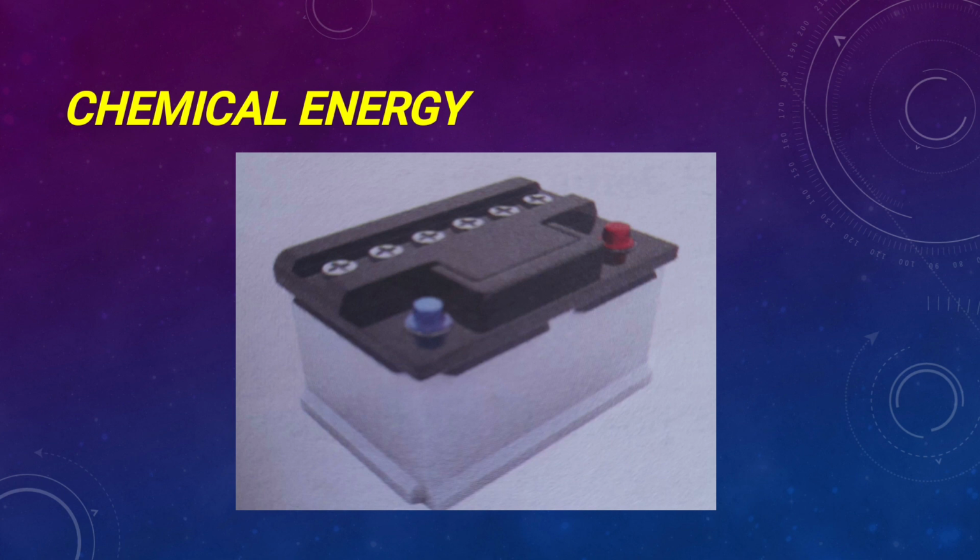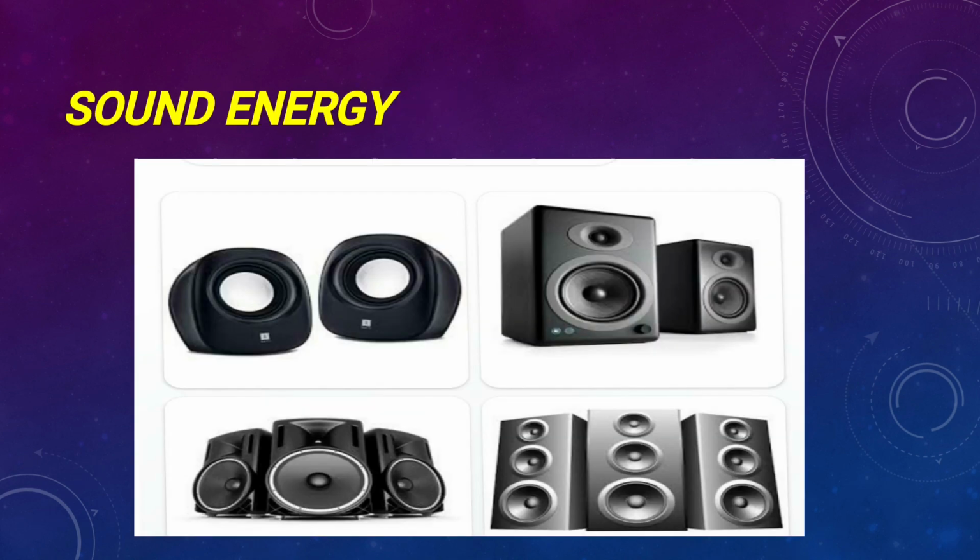Like whatever food that we are eating, it stores energy. It is stored in the form of chemicals like fat, vitamins, minerals, whatever. They all are chemicals. So we are getting the energy out of it. So that energy which is stored in the matter is known as chemical energy.